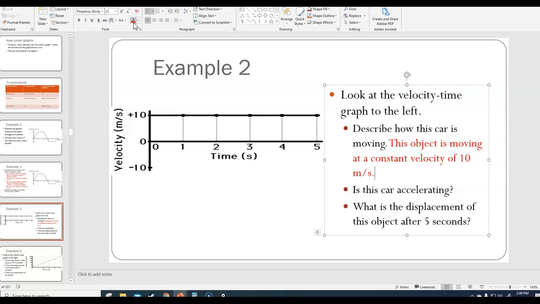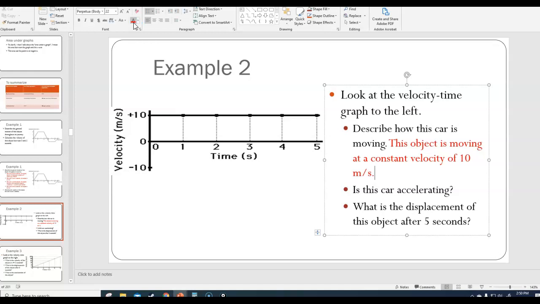Is this object accelerating? No, this object is not accelerating. How do I know that? Well, constant velocity basically means your velocity is not changing, and acceleration by definition tells you how quickly your velocity is changing. So constant velocity and constant acceleration are mutually exclusive. You can't have both at the same time. If you have constant acceleration, then your velocity is changing by definition. And if you have constant velocity, that means your object is not accelerating by definition.